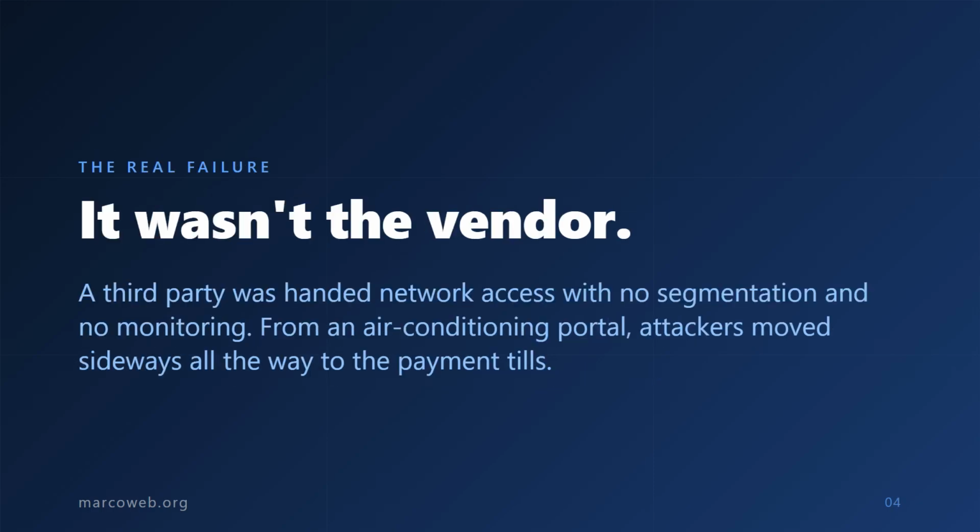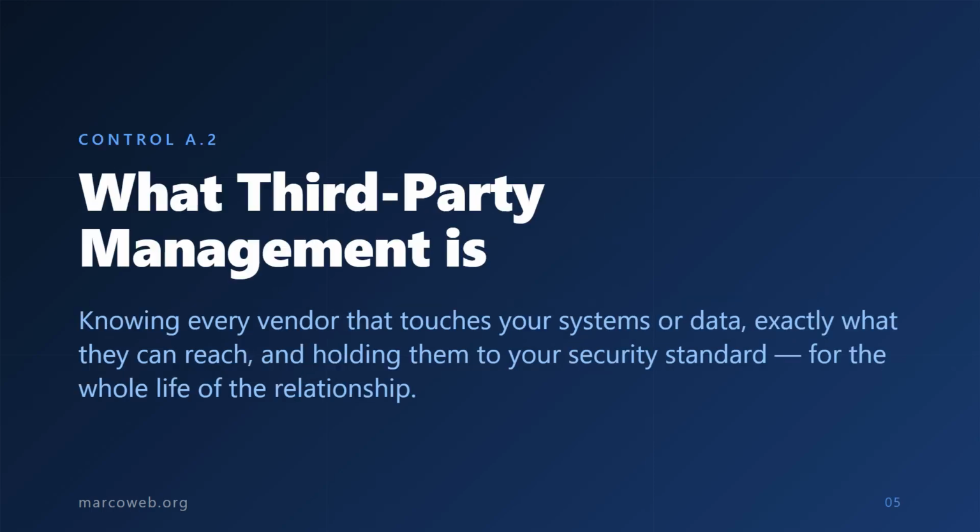But the real failure was not Phasio. The issue was Target's internal controls. The vendor had been granted network access with no segmentation and no monitoring. Once attackers entered through the air conditioning portal, nothing prevented them from moving laterally across the environment. They reached the point-of-sale systems and extracted card data directly from memory. A vendor connection should never have had a path to payment systems.